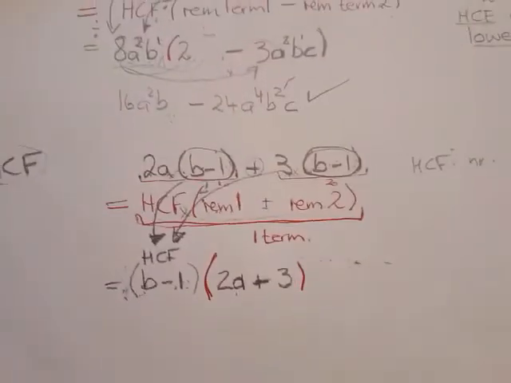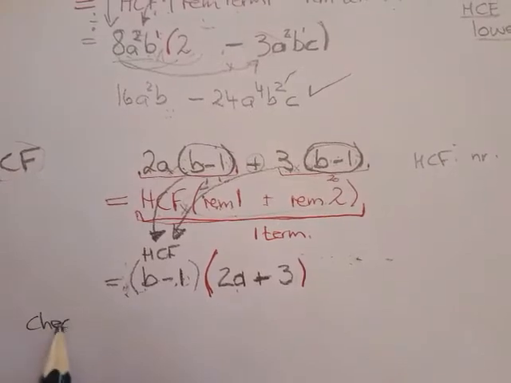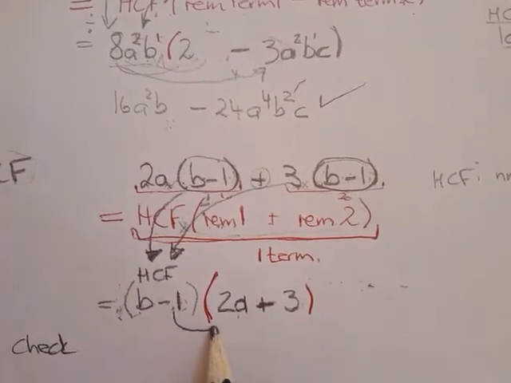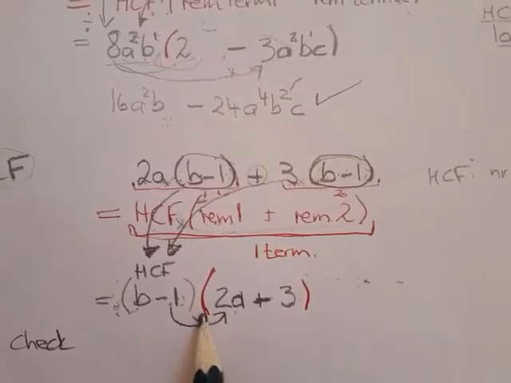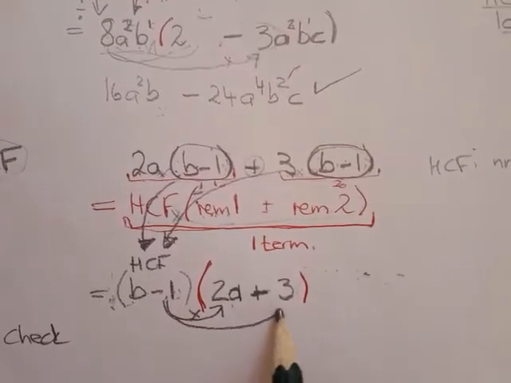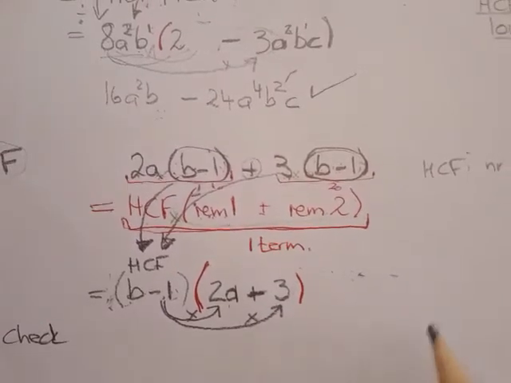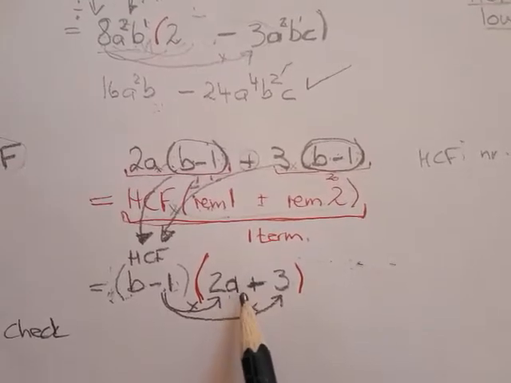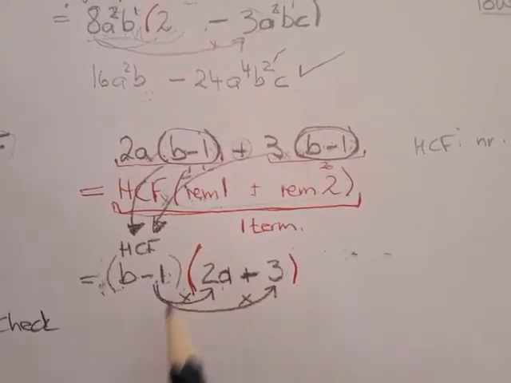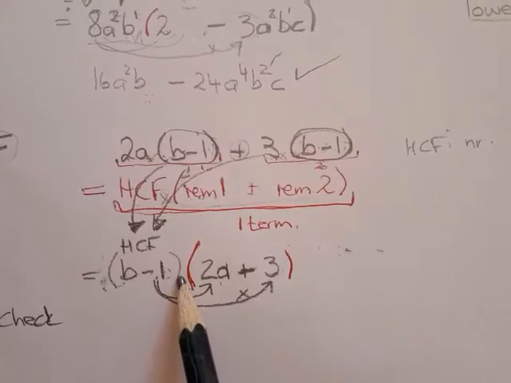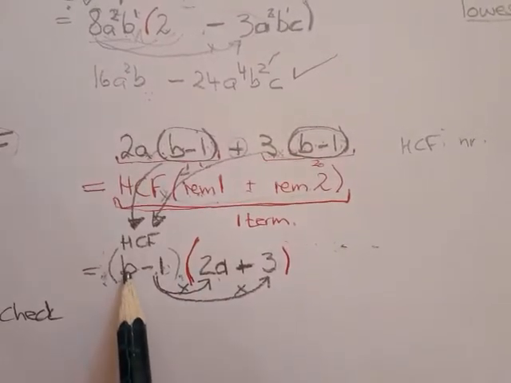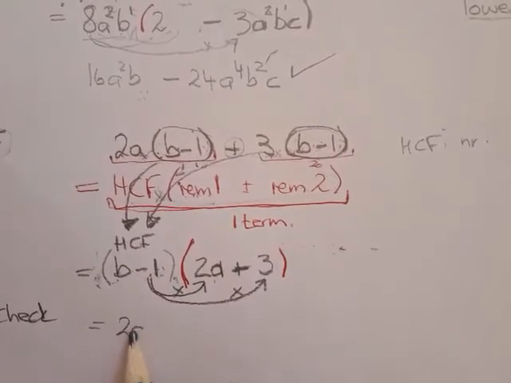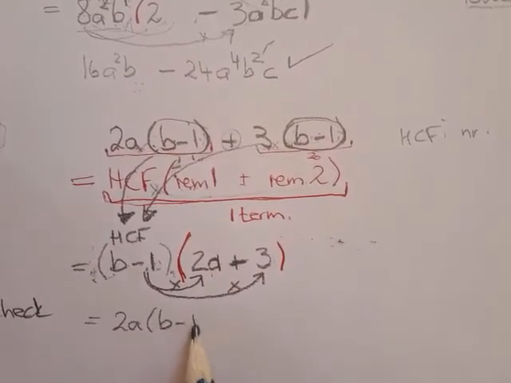Now I can do the check again, people, to ensure that I'm correct. So I now multiply the highest common factor outside with the first term, and then I multiply the highest common factor with the second term. So this is again, as I told you, removing brackets, or just multiplying out the brackets. Now, if I have b minus 1 times 2a, people, then my answer is 2a, bracket b minus 1.